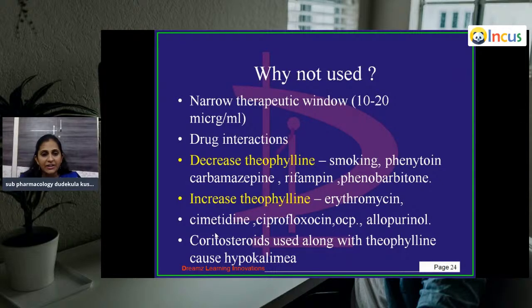And there are many drug interactions, as I told you. Because of the narrow therapeutic index and drug interactions, theophylline is not used frequently. These drugs decrease the theophylline blood levels by enzyme induction. The enzyme inducers are smoking, phenytoin, carbamazepine, rifampicin and phenobarbital. Cytochrome P450 enzyme inhibitors are erythromycin, cimetidine, ciprofloxacin, OCP and allopurinol. All these inhibit the metabolism and increase the theophylline levels. Corticosteroids, when used along with theophylline, cause hypokalemia. This hypokalemia has much effect on the heart, so we need to monitor carefully.